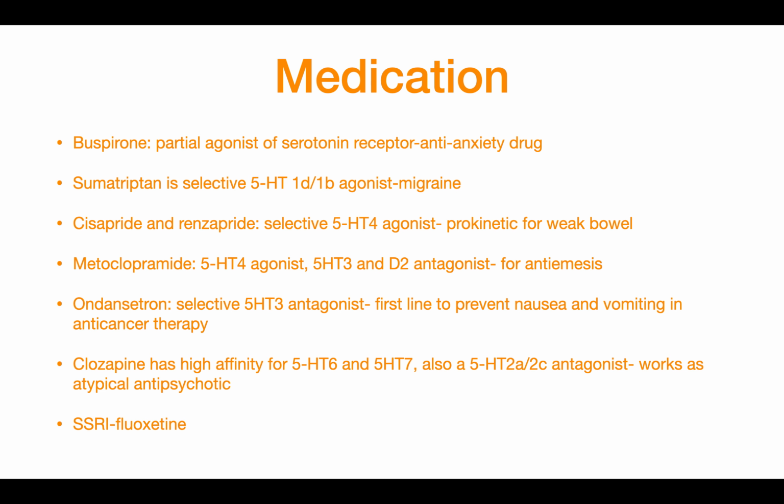Ondansetron is a selective 5-HT3 antagonist, and it's first line to prevent nausea and vomiting in anti-cancer therapy. Clozapine has a high affinity for 5-HT6 and 5-HT7, and it's a 5-HT2A/2C antagonist, and it works as an atypical antipsychotic. And then the SSRI, you know how that works, is fluoxetine.